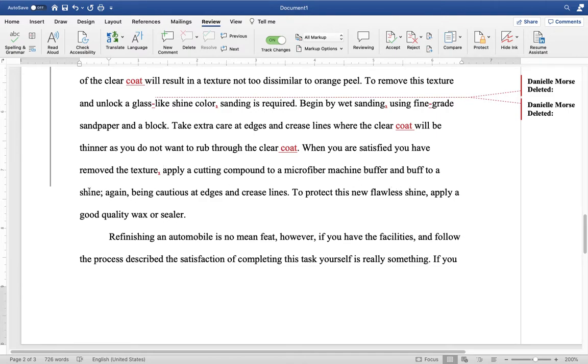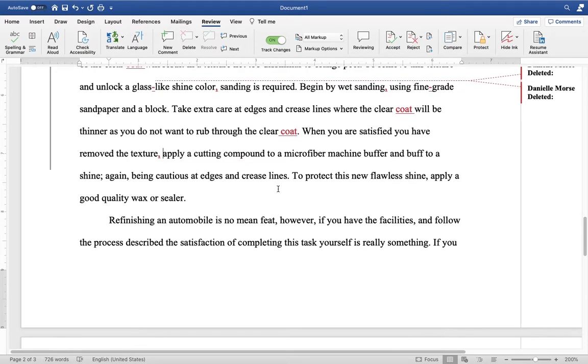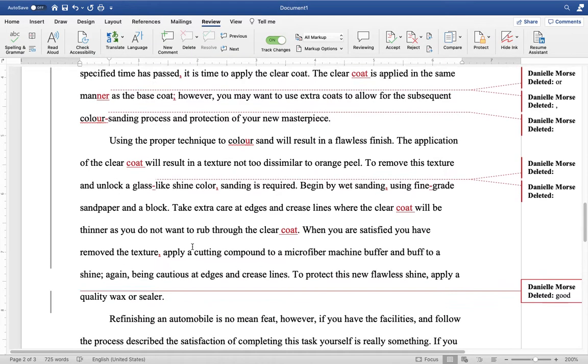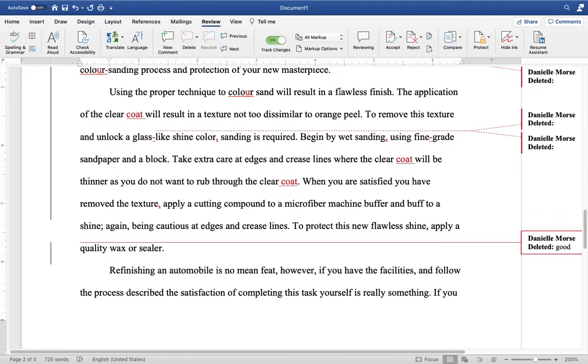Again, this is a correct use of a semicolon. Again, being cautious at edges and crease lines. To protect this new flawless shine, apply a good quality wax or sealer. I don't think we need good. I hate that word. You can just say quality, right? That gets the point across, right? Quality wax or sealer. Okay, and that explains how to get rid of that, color sand to get that flawless finish.